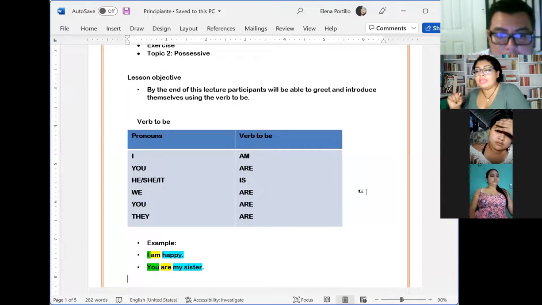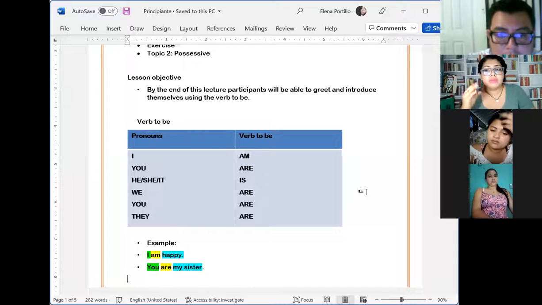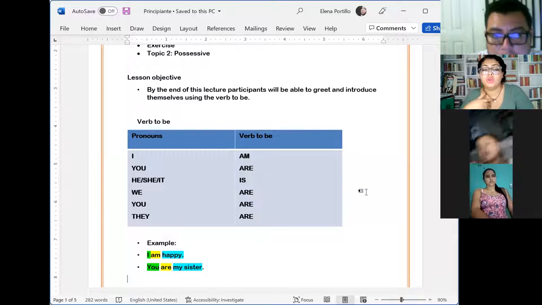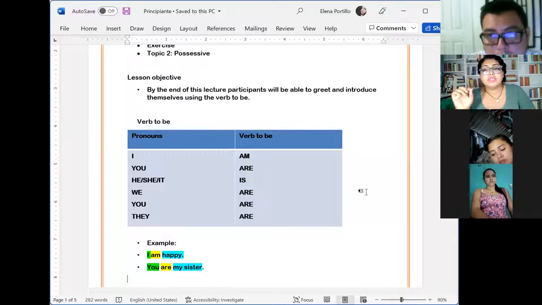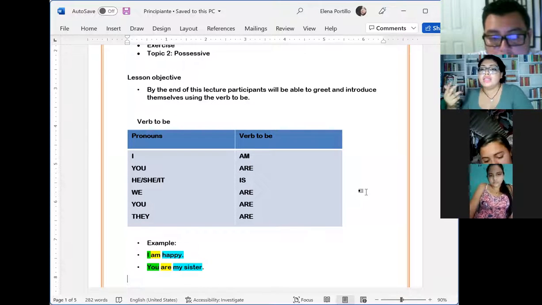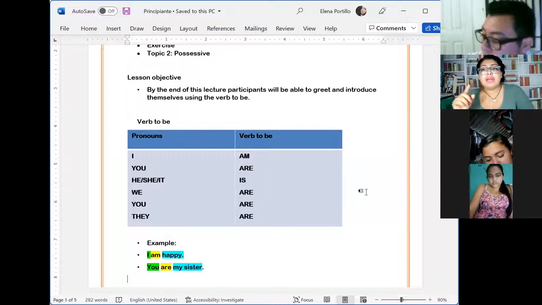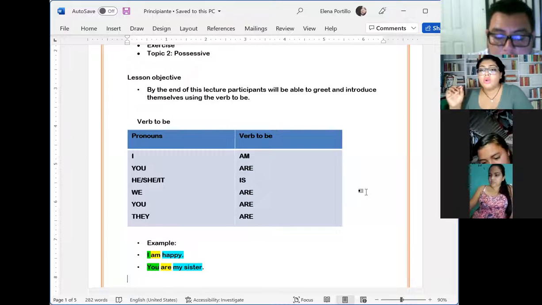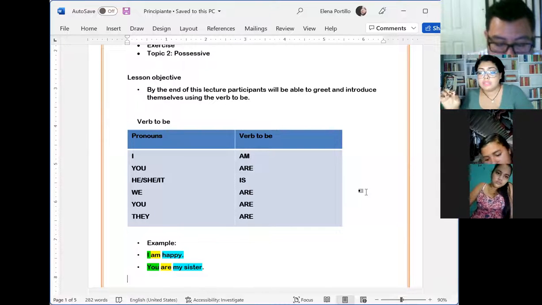Para esta parte del verbo to be con los pronombres, tenemos tres tipos de verbos to be. Am, are, and is. Am se utiliza para I, que me representa a mí, yo. Are es para la segunda persona del singular y para las personas del plural. You, we, and they. Y para he, she, it, que son las terceras personas del singular, utilizamos el is.